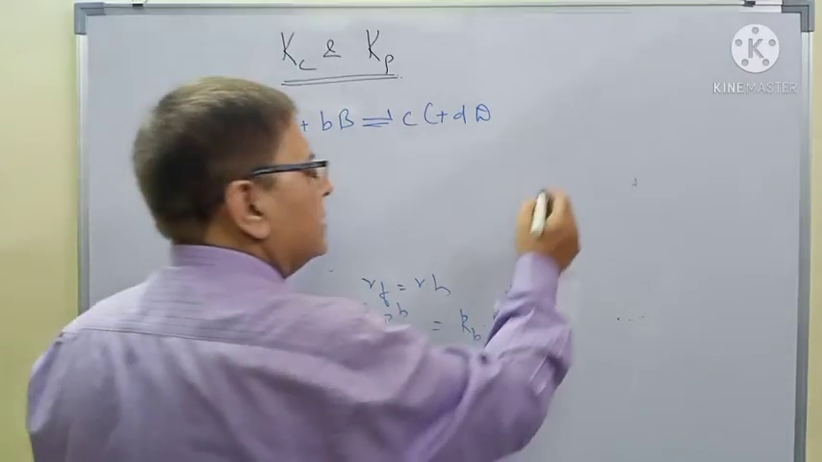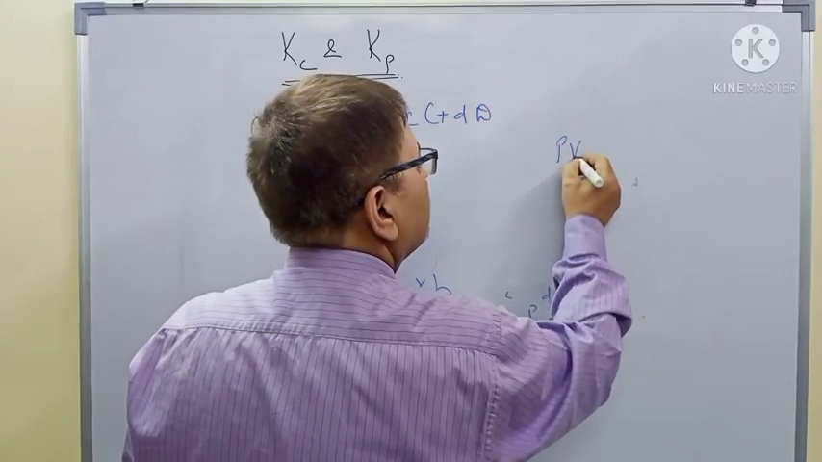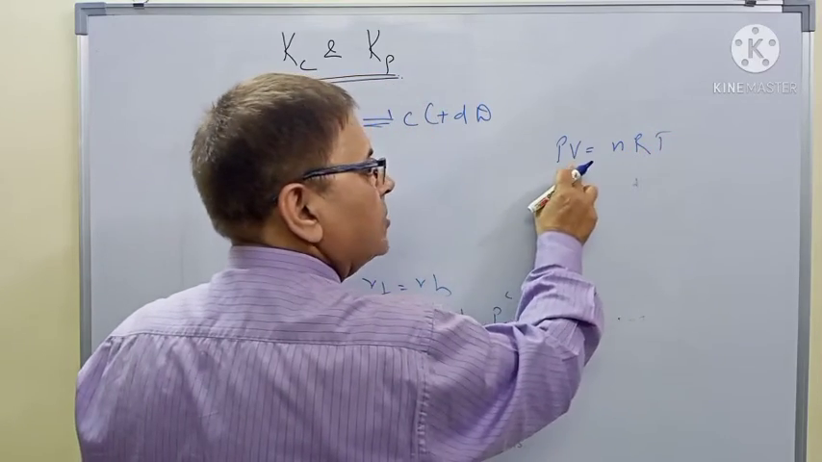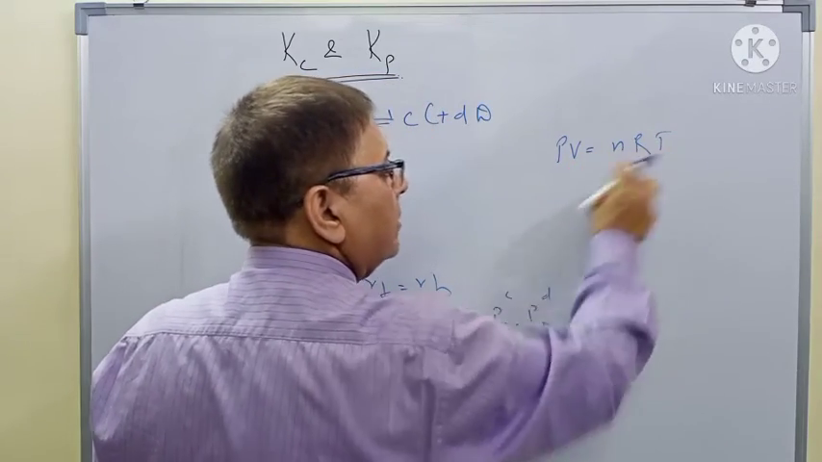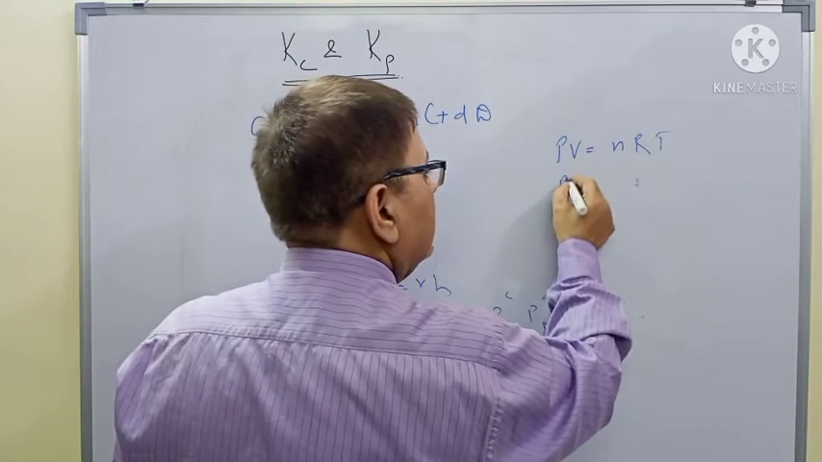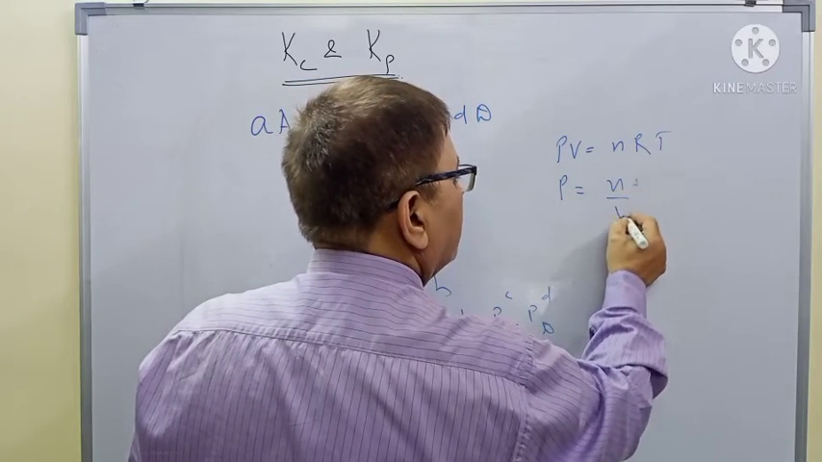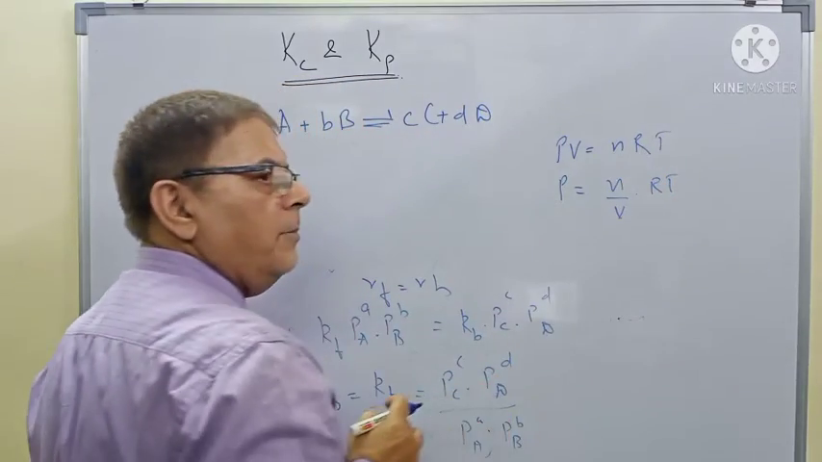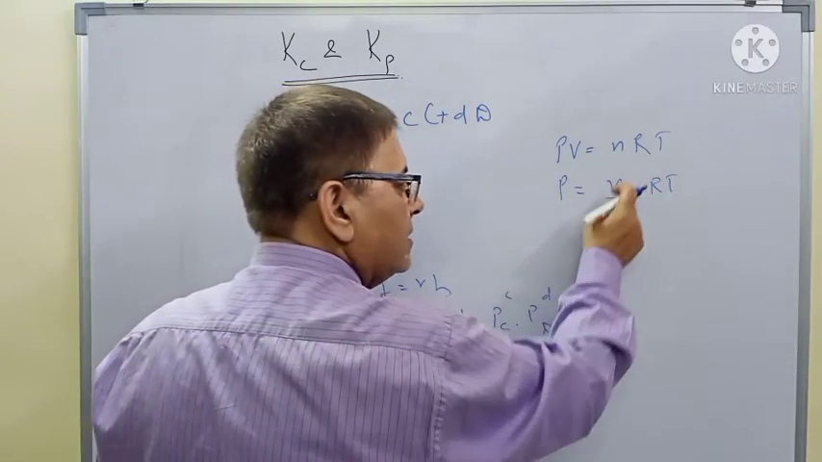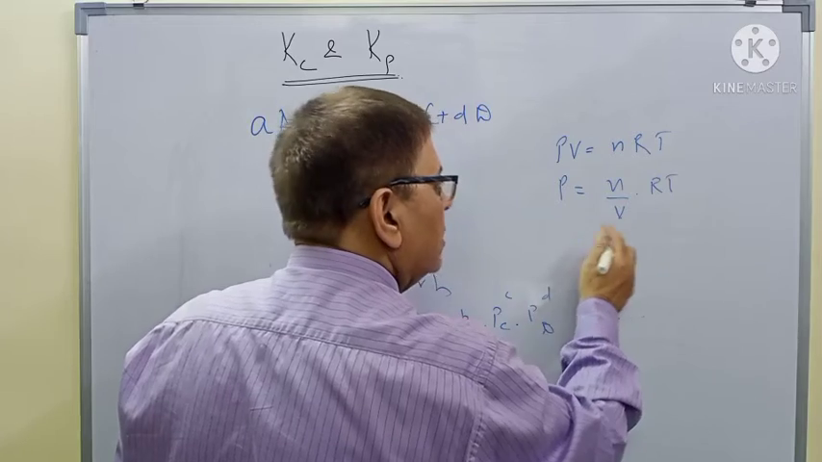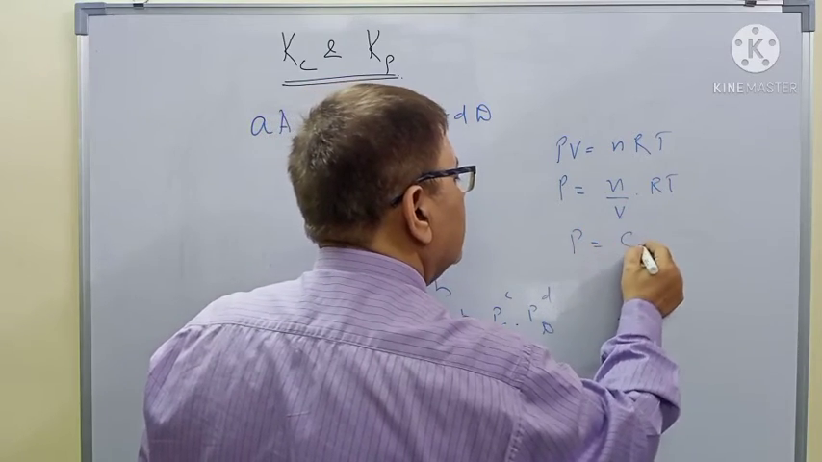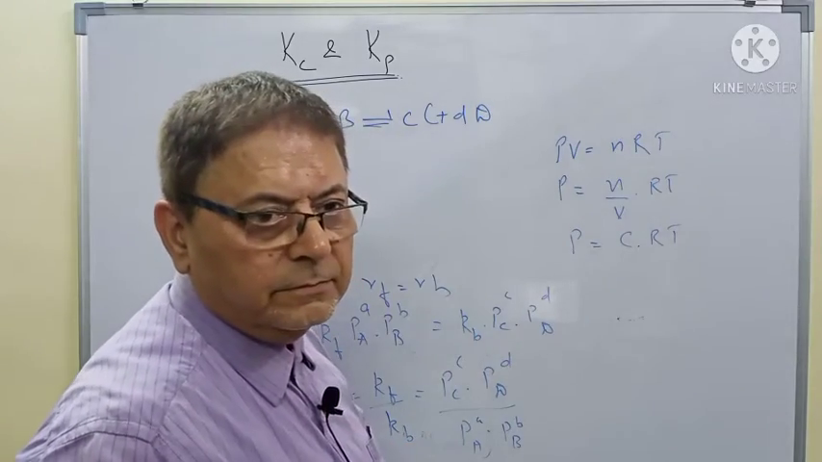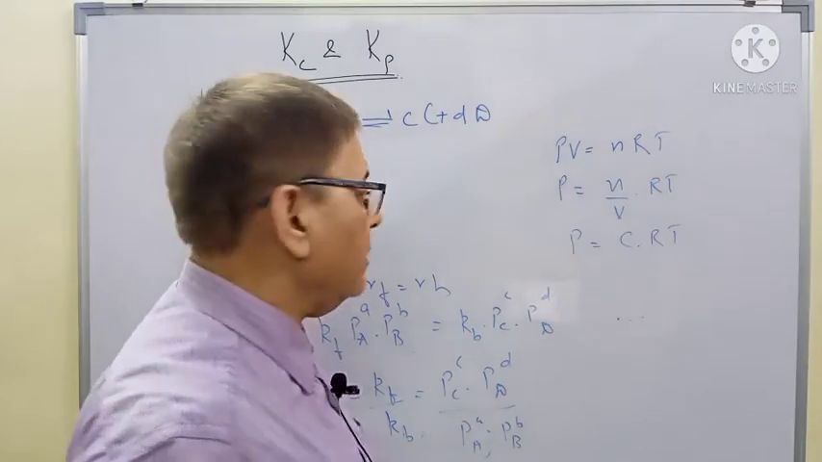We know the ideal gas equation, PV is equal to nRT. Pressure into volume is equal to number of moles into gas constant into temperature. So P is equal to n upon V into RT. What is n upon V? Moles per liter. So P is equal to C into RT. C is concentration.